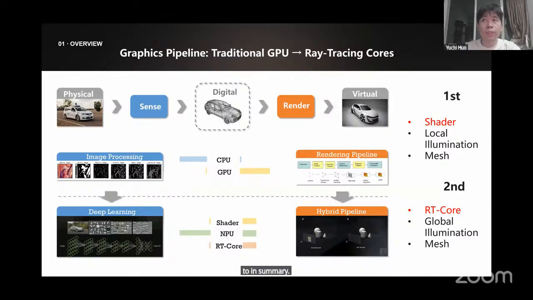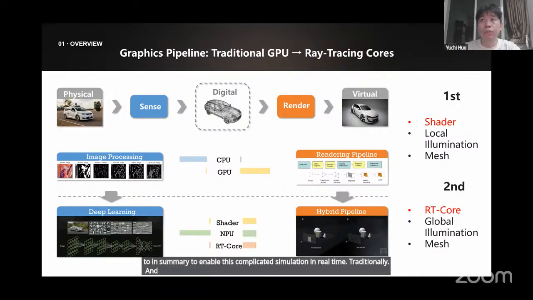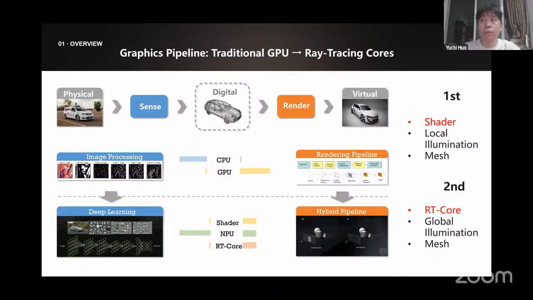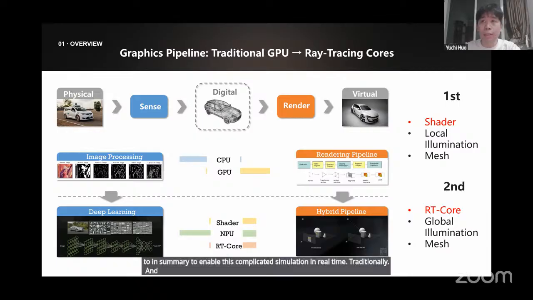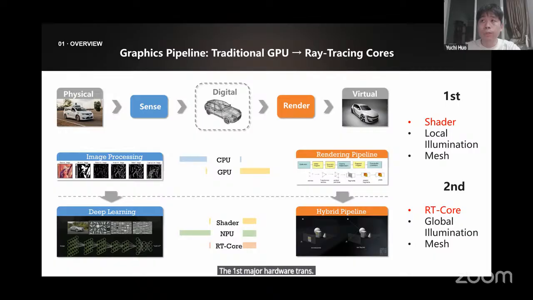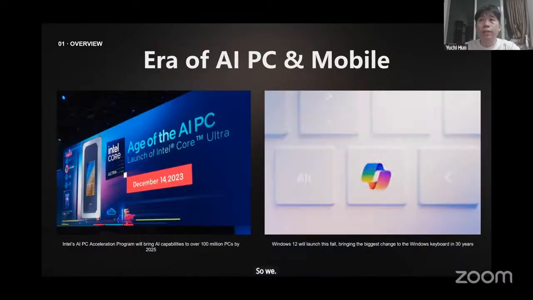In summary, to enable this complicated simulation in real time, the community traditionally resorted to a co-design architecture, including both hardware and software, called the rendering pipeline. The first major hardware transition moved graphics from fixed local shading to a programmable GPU, and the second added dedicated ray tracing cores, making global illumination more practical for the mesh-based pipeline. The next transition might bring neural computation directly into the rendering architecture rather than using AI only as an external post-processor. We noticed this tendency several years ago and started our project.